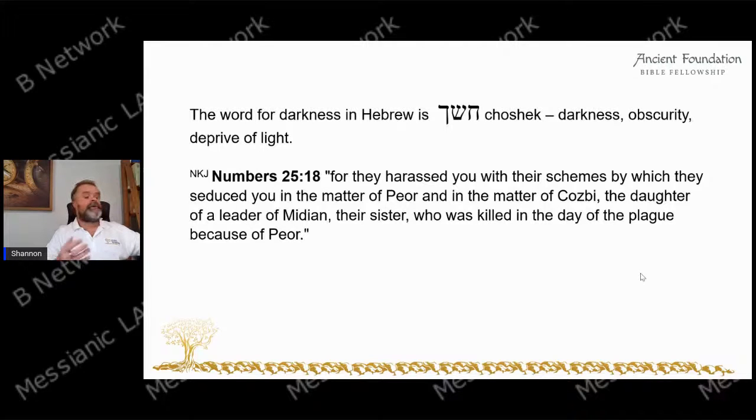Example, we see the word harassed, schemes, and seduced, or being seduced. All these words again are found in the same verse. This verse is talking about when the Midianites seduced Israel at Peor and caused many to sin, and many died because of a plague that was sent throughout the camp, throughout the nation, because of this sin.